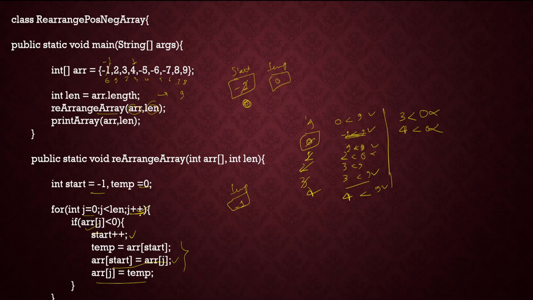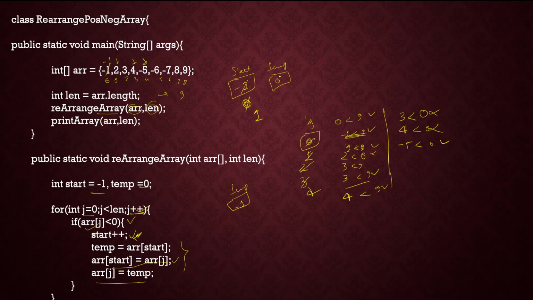Yes, it is correct. Again come to this value of array of j, 4. The value at 4 is -5. -5 is less than 0. Yes, it is correct. Increment the value of start. You can see it is correct. Then we have to come to start. Start will be 1 now. The value at 1 is 2.